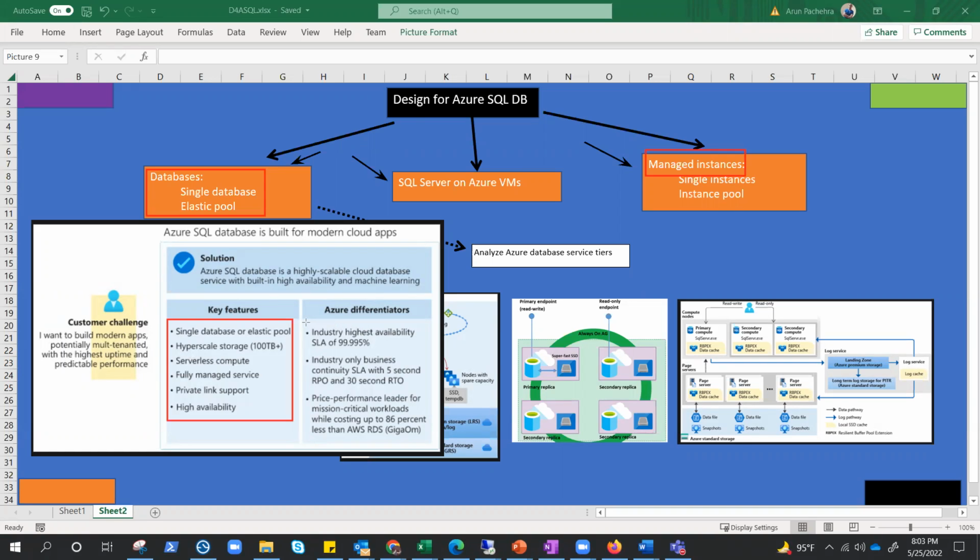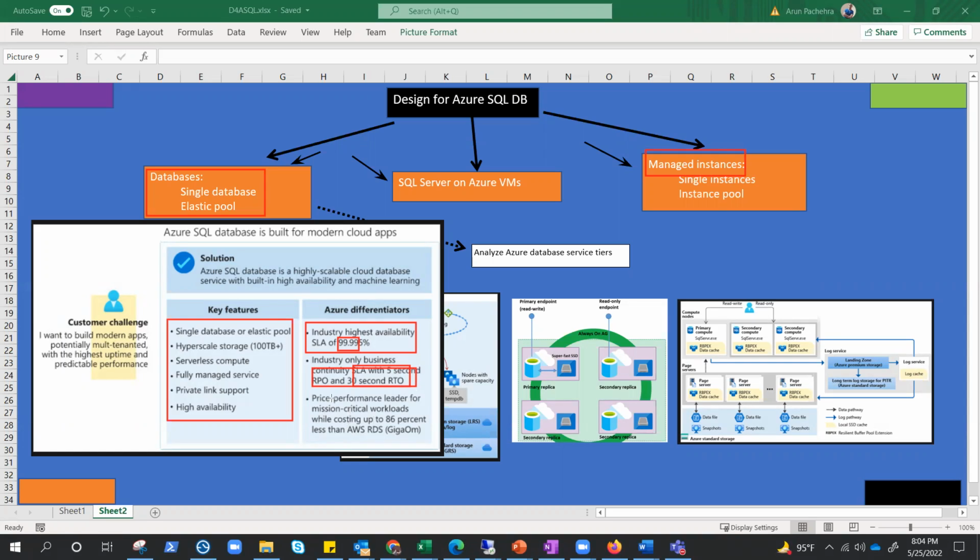Anyways, the differentiator, 99.995% availability, right? And this snippet I have borrowed from Microsoft, because I was coming with 99.99, but this says 99.99995%. Industry only business continuity SLA with 5 second RPO and 30 seconds RTO. So you can utilize this particular service where you have to achieve this RPO and RTO for your DR purpose.